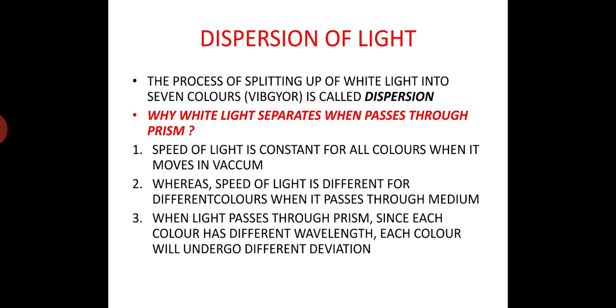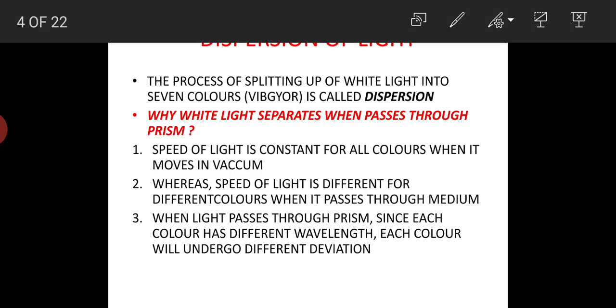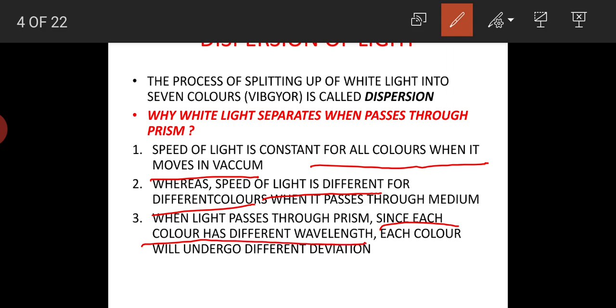We know that speed of light is constant for all colors when it moves in vacuum. But when light passes through any medium other than vacuum, speed of light is different for different colors. So when light passes through a prism, since each color has a different wavelength, each color will undergo different deviation.